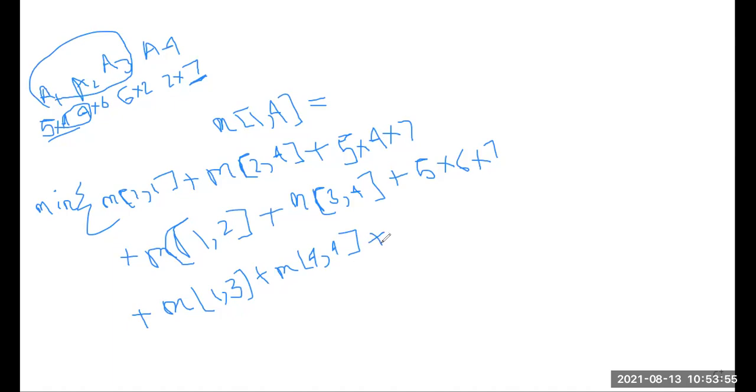Now plus what will be the dimensions cost? Now the dimension cost is M 1, 3. So M 1, 3 means it will be 5 into 2 because this 4 is common. So this will be common. So the resultant will be what? This 5 into 2 into 7. So this will be 5 into 2 into 7.